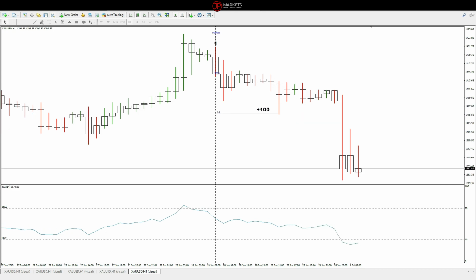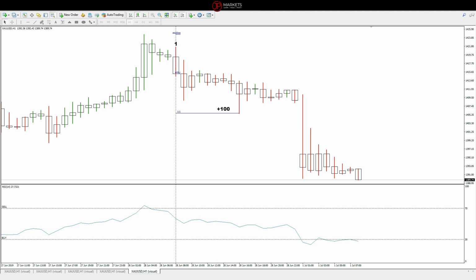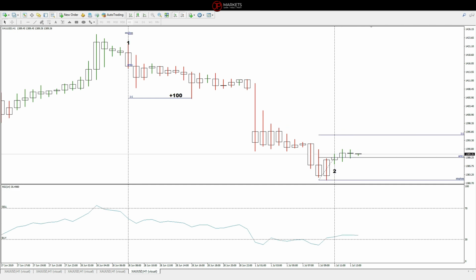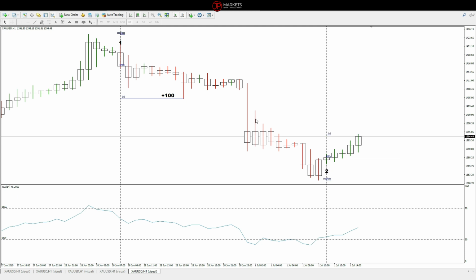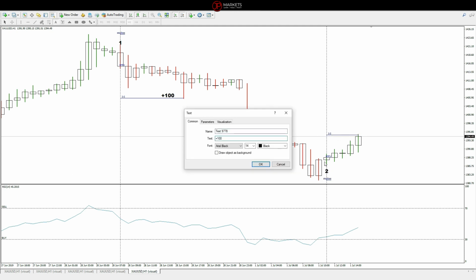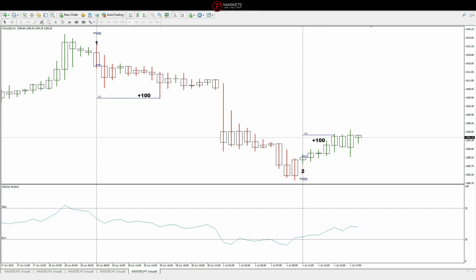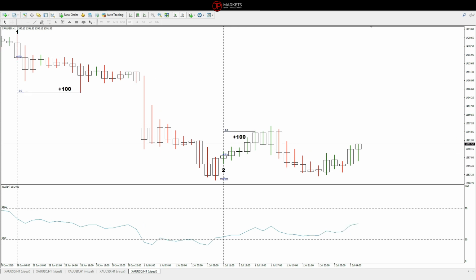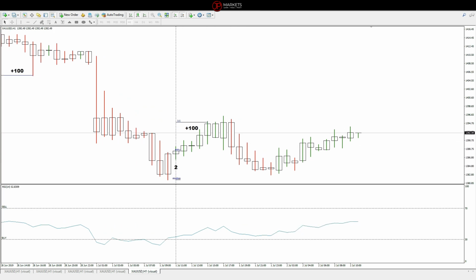Now we're waiting. There we go. We're in the oversold area, so we're looking for buying opportunities. We found our first green guy, so this is our trade number 2. There we go. So we just took home another $100 on this deal. So far so good.